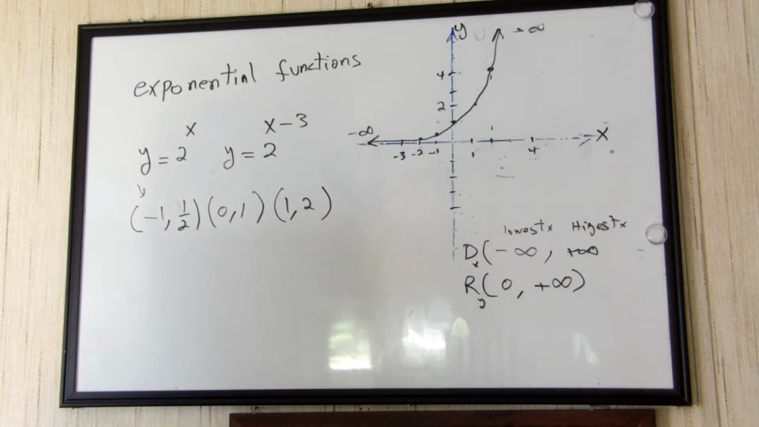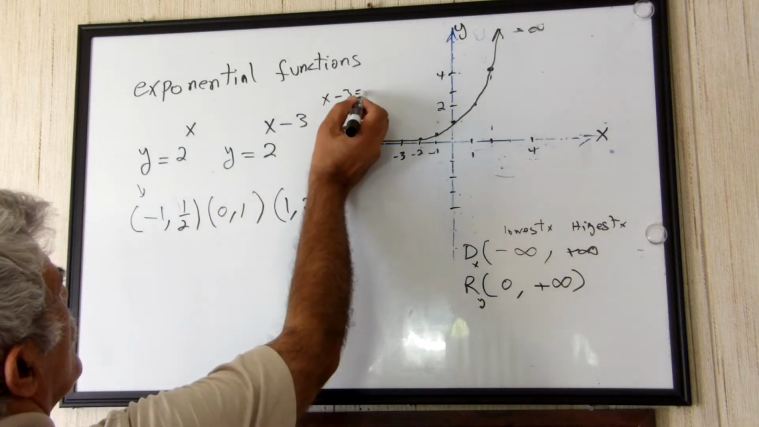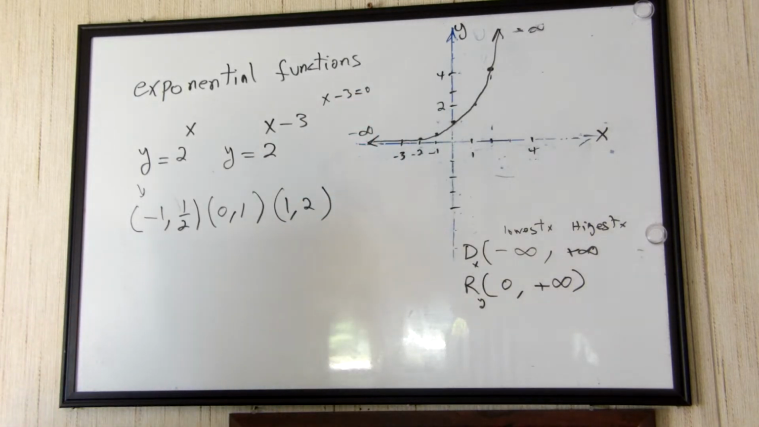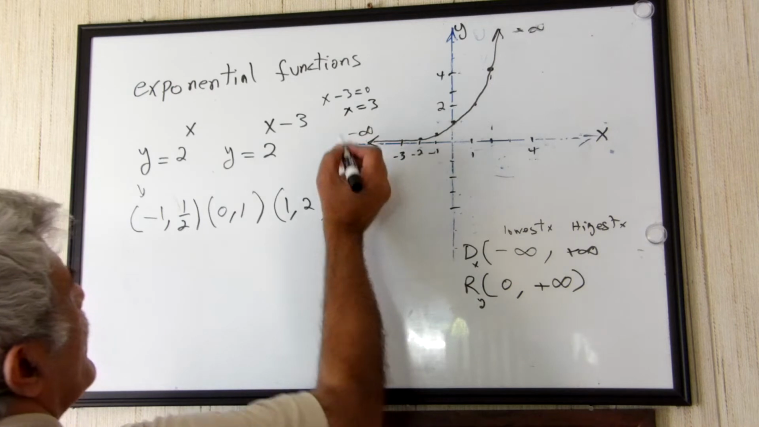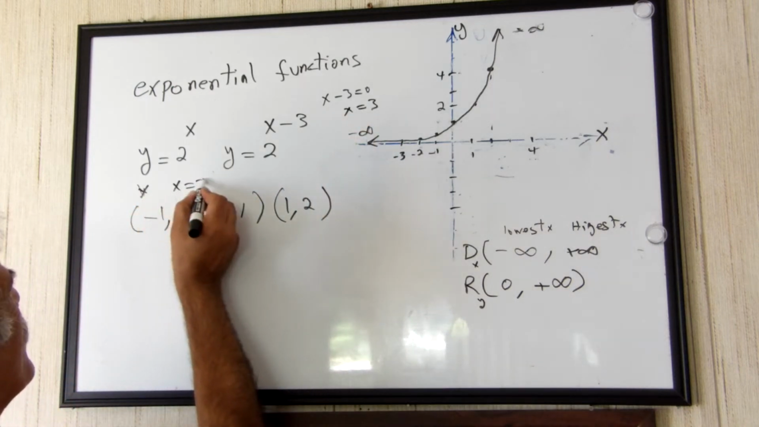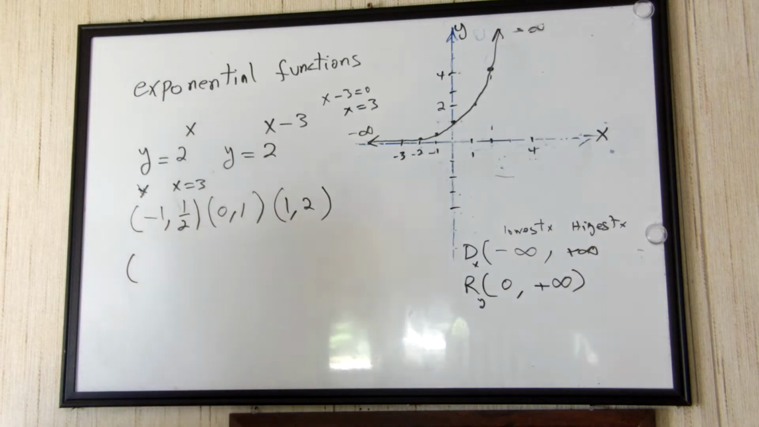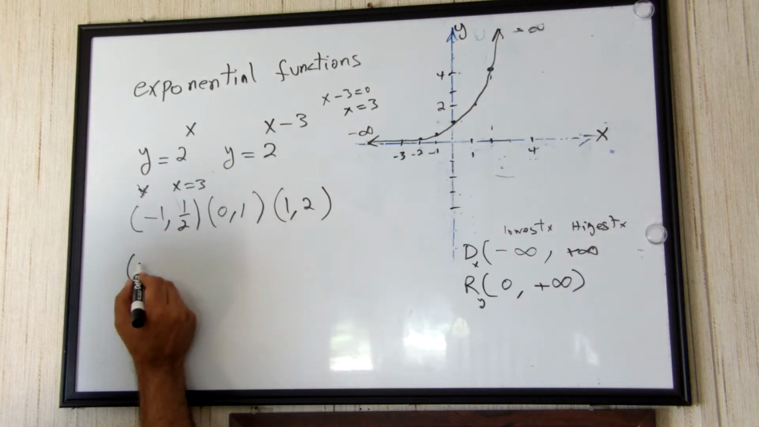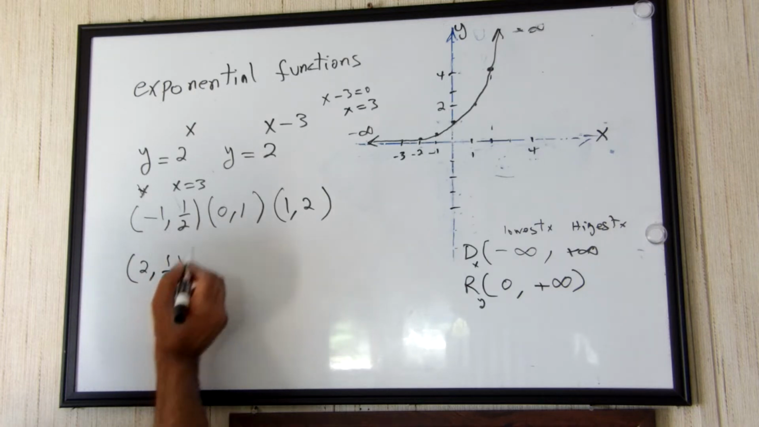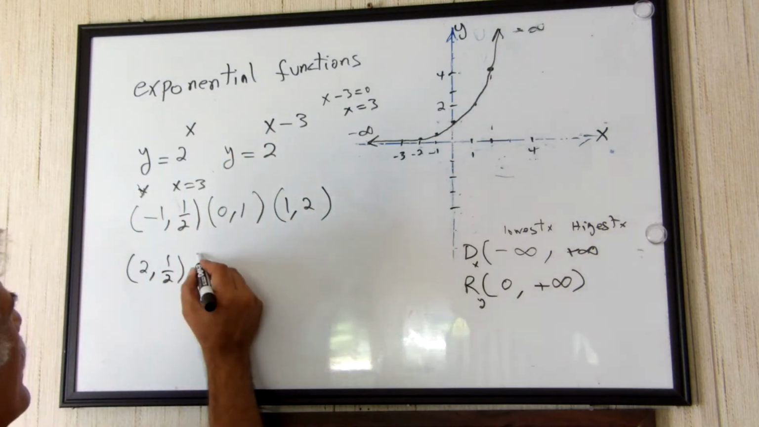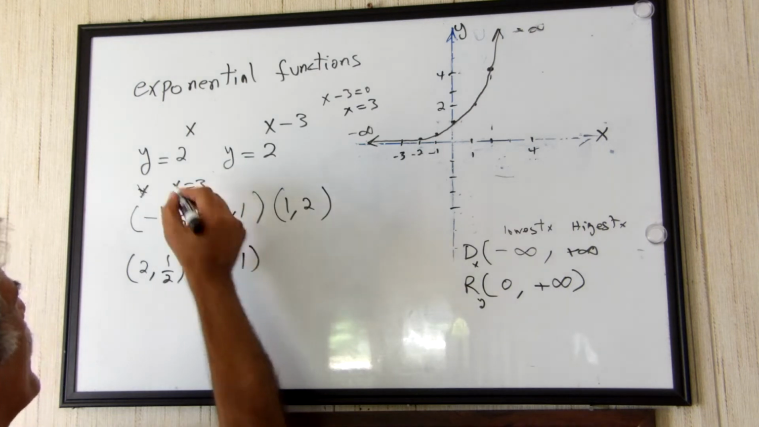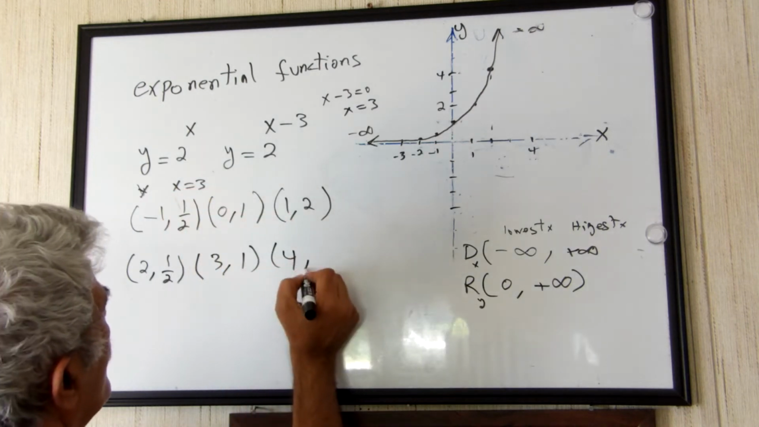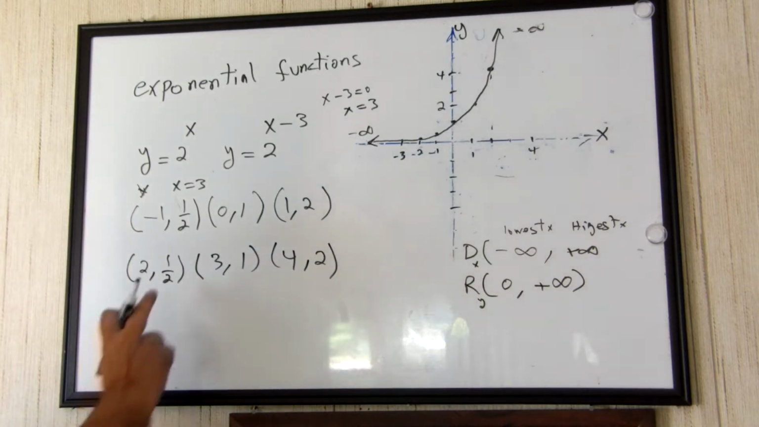If we transport these 3 points from that function, we say x minus 3 is equal to 0, so x is equal to 3. For all of these points, we add 3 to x. 3 plus -1 is going to be 2, and y is going to be the same. And 0 plus 3 is 3, and 1 plus 3 is 4. Y doesn't change.